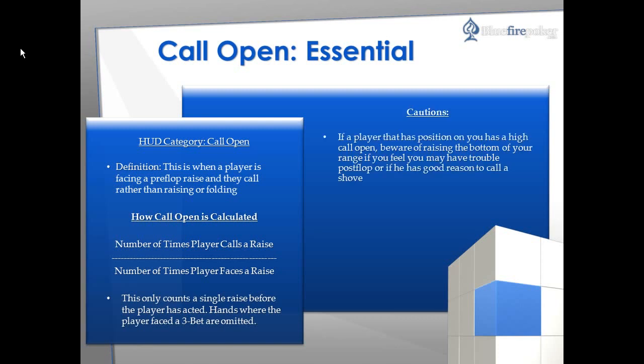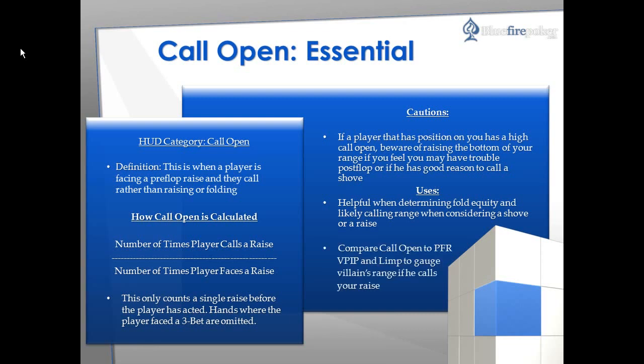The caution when using this stat is that if a player that has position on you has a very high call open percentage, beware of raising the bottom of your range against this player if you feel you may have trouble post flop against them, or if you think he has a good reason to call a shove. Some uses for this stat are that it's helpful when determining your fold equity and likely calling range of your opponent when considering a shove or a raise. And you can compare this stat to the pre-flop range, the pre-flop raise range, the VPIP, and his limp range to gauge what his overall range would be if he calls you.